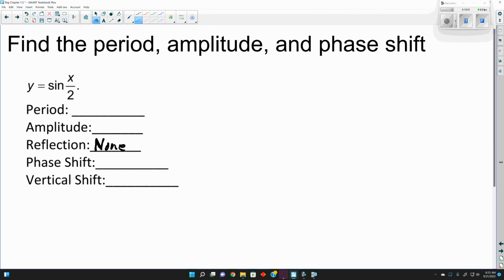Now the amplitude. Well, this is again a sine of d(x minus h) plus k. The amplitude is our a value, yes? What's the number in front of sine? 1, yes? So the amplitude is 1. There will always be an amplitude, even if it's just 1.